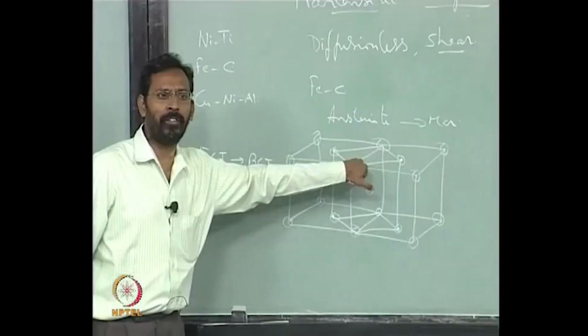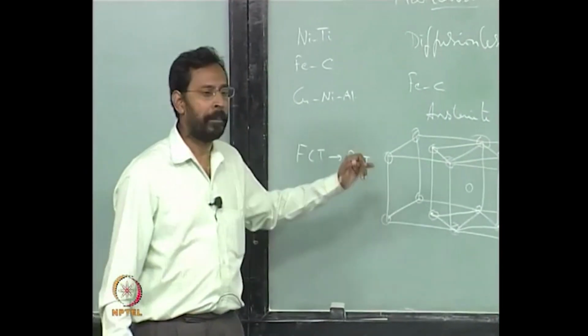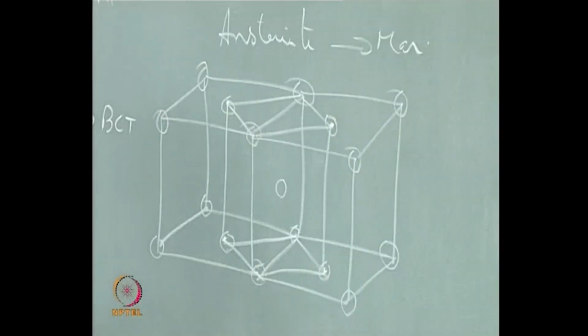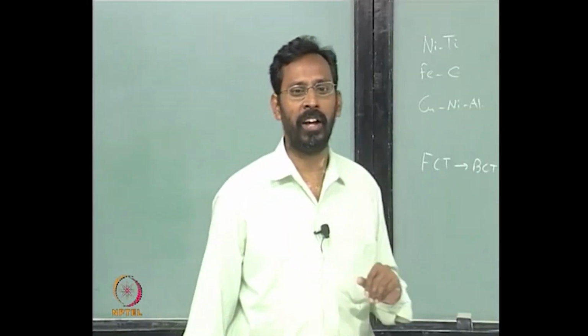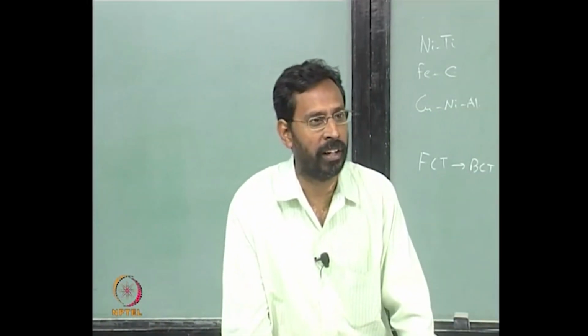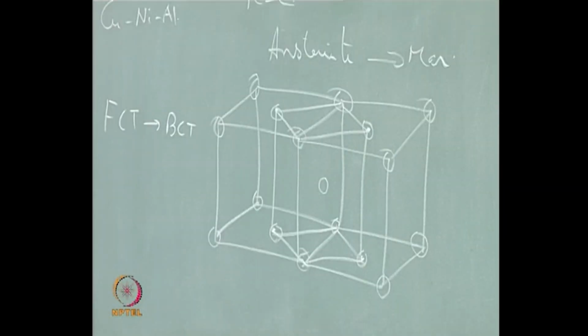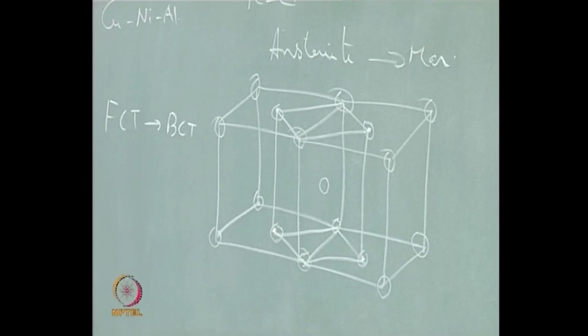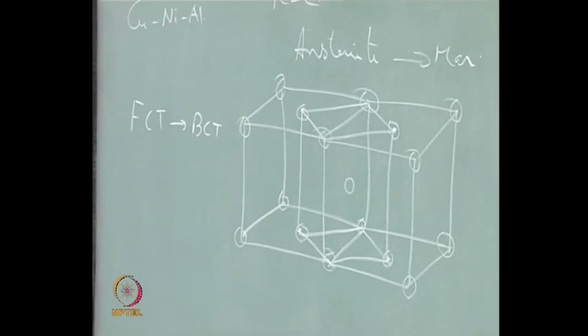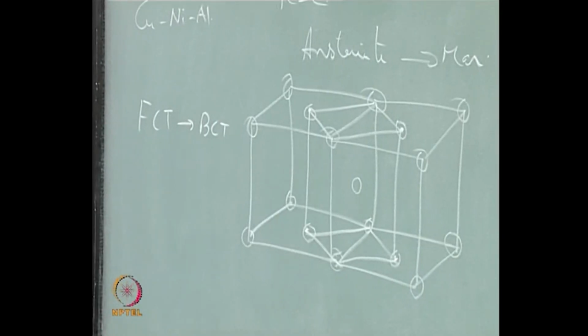So the reason why we do not call this a BCT is what, based on whatever we have discussed? Why do we not call this FCC, why do we not call it a BCT? It is the symmetry. What is the symmetry of a cubic system? Did we talk about it? Did somebody talk about it at some stage to you?